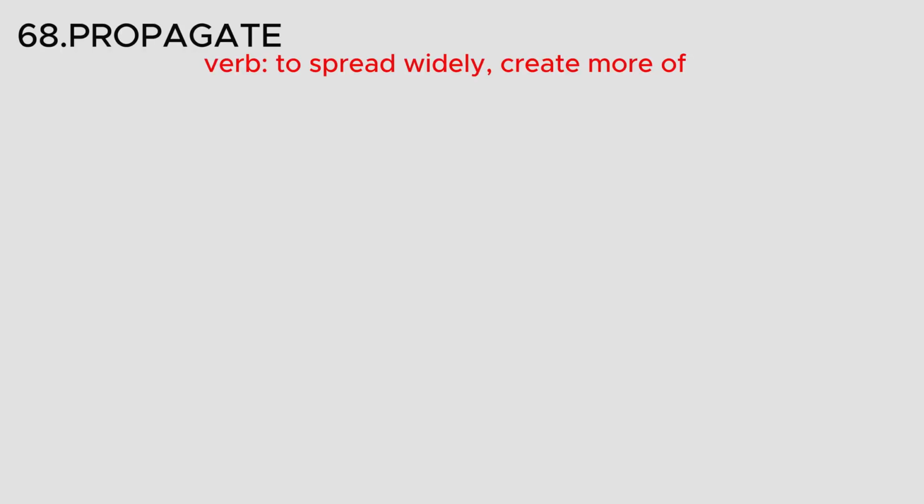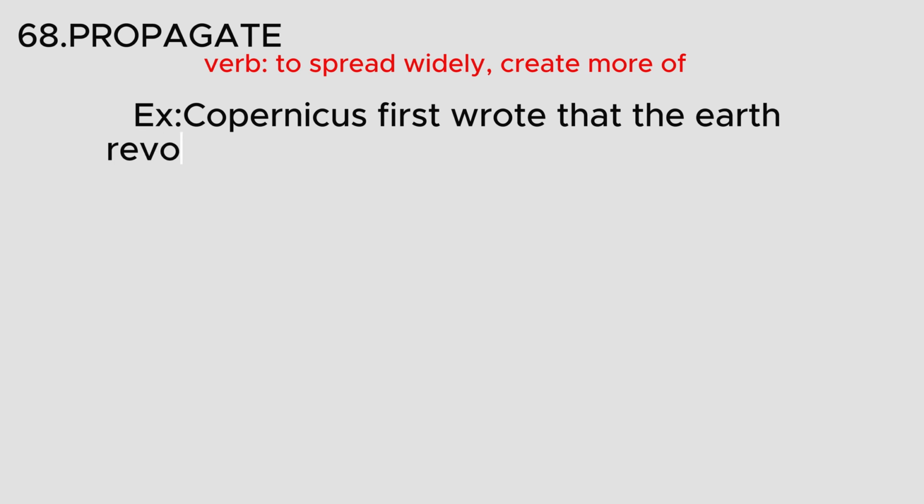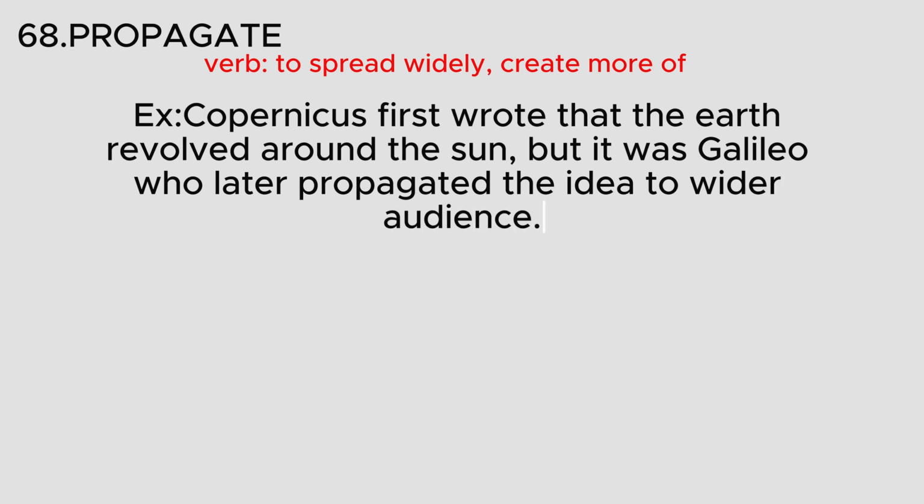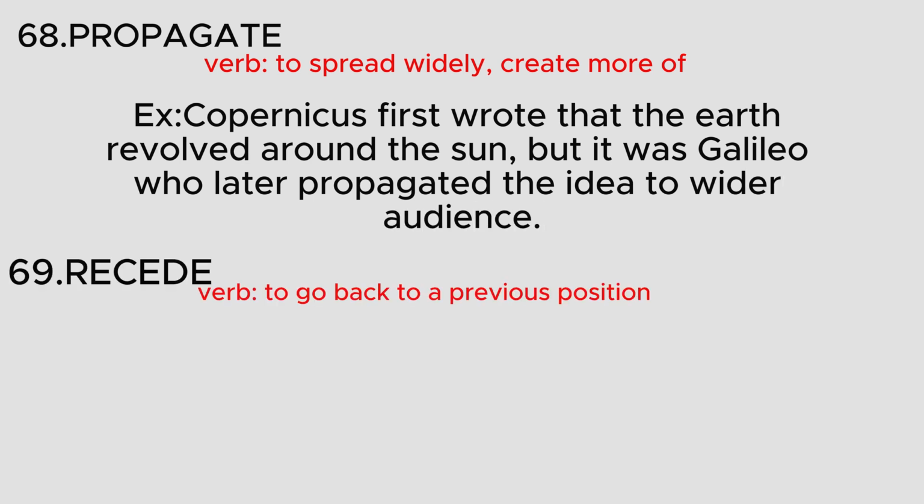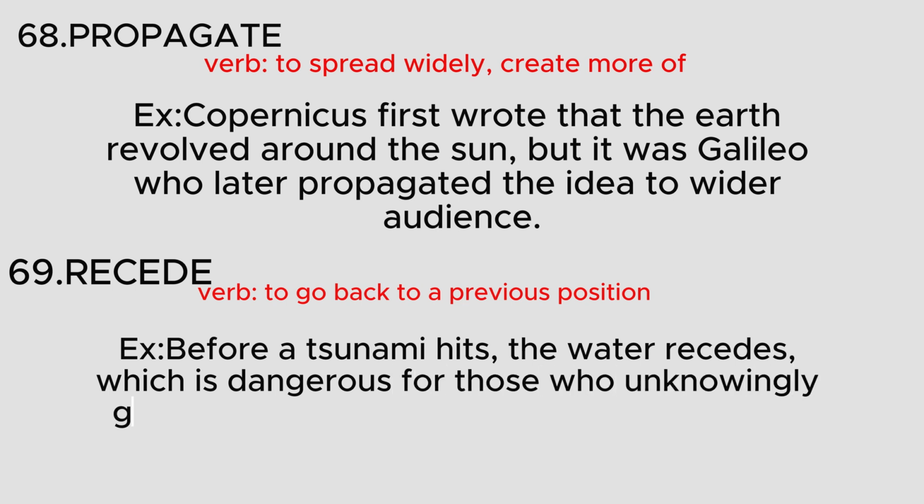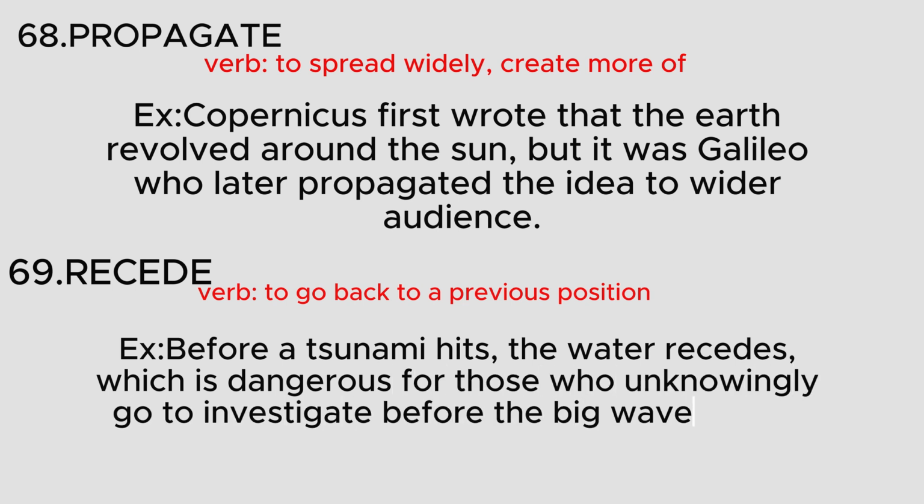Propagate: to spread widely, create more of. Example: Copernicus first wrote that the Earth revolved around the Sun, but it was Galileo who later propagated the idea to a wider audience. Recede: to go back to a previous position. Example: before a tsunami hits, the water recedes, which is dangerous for those who unknowingly go to investigate before the big waves come rushing in.